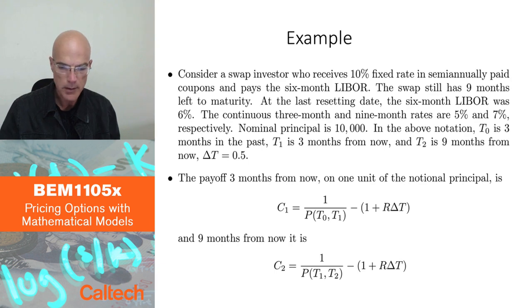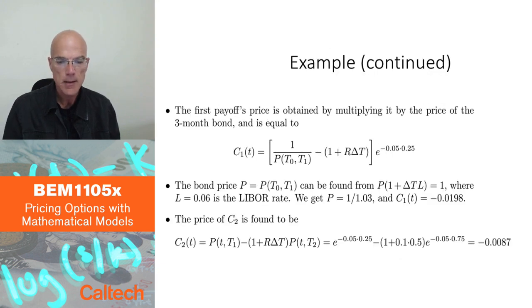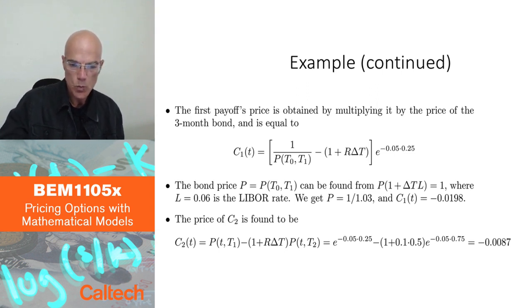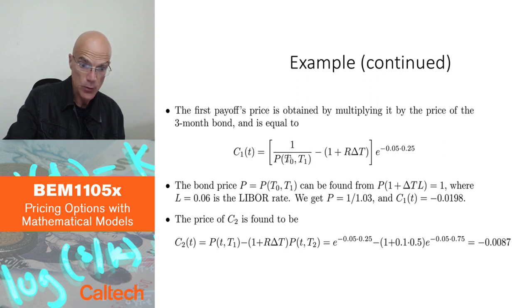I can price these terms. So let me first price C1. P of T0, T1 is known at the time that I'm sitting at, right? Because T0 has already happened. So this is the price of the bond at T0, but T0 is in the past, so I know this. So I know both this and this.